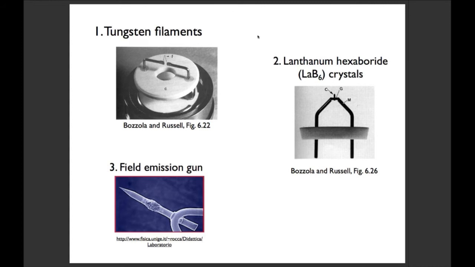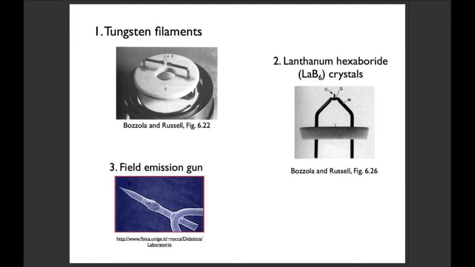Similar to that is the LaB6, the lanthanum hexaboride crystal. The pro of this LaB6 crystal is that it has a very, very sharp tip, and so the electrons emitted from this source have more coherence.